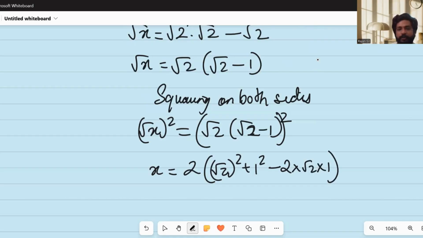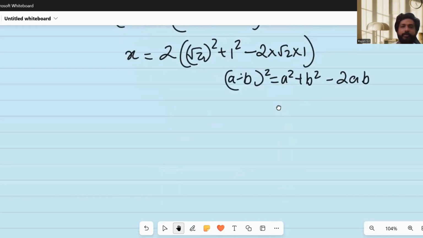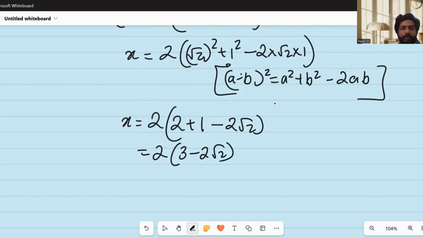We are using the formula a minus b the whole square, which is a square plus b square minus 2 times a into b. Okay, so we are using the formula now. Almost done. We have 2: root 2 square is 2, plus 1, minus 2 root 2, and ultimately we have 3 minus 2 root 2. When you multiply 2 inside you get 6 minus 4 root 2, and that's your answer.